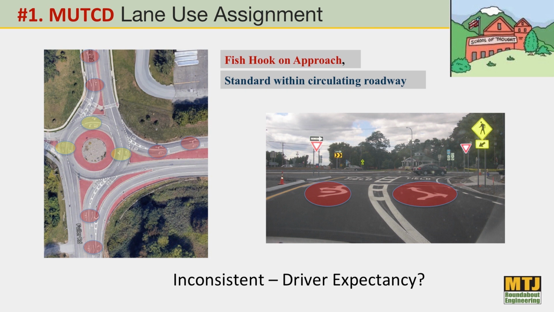So from a driver expectancy, from what drivers are used to on the roadway, this is what you typically see at all our other signalized intersections, standard lane use assignment. So that was the reason why I liked the standard signage. Another reason that I liked the standard markings and lane use assignment was with the fishhooks, we put them on the approach, but then the circulating has standard. And I thought that was incongruent and inconsistent for driver expectancy.